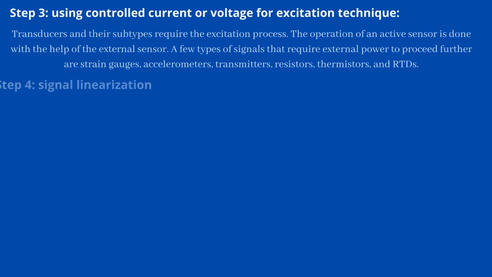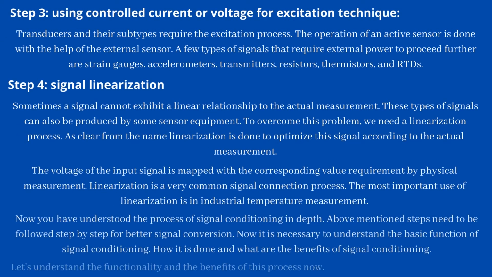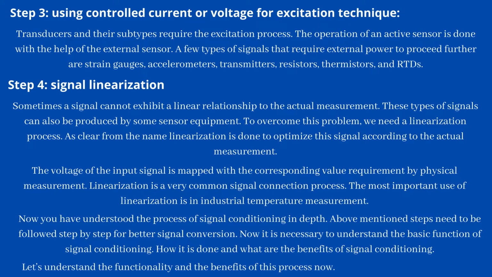Step 3, using controlled current or voltage for excitation technique. Transducers and their subtypes require the excitation process. The operation of an active sensor is done with the help of an external source. A few types of sensors that require external power to proceed further are strain gauges, accelerometers, transmitters, resistors, thermistors, and RTDs.